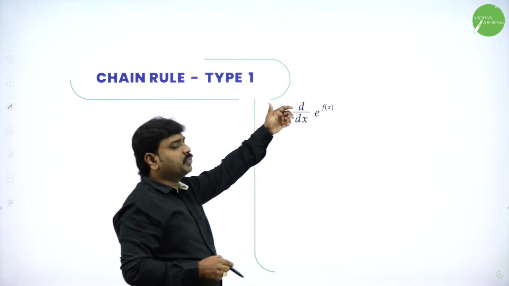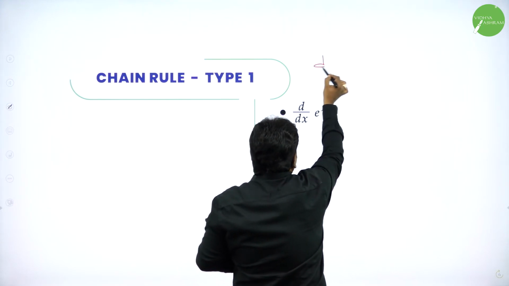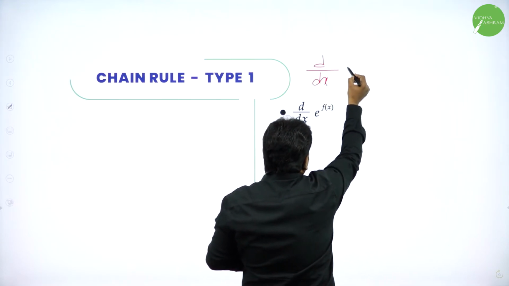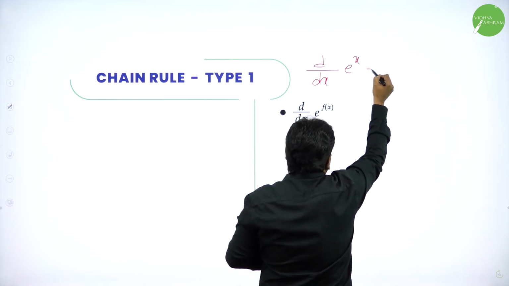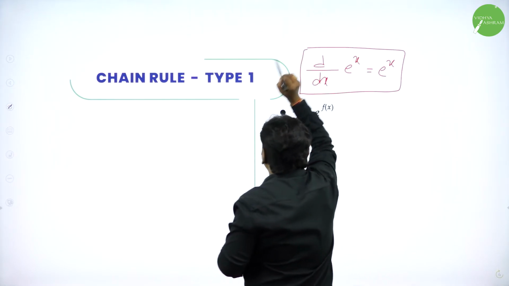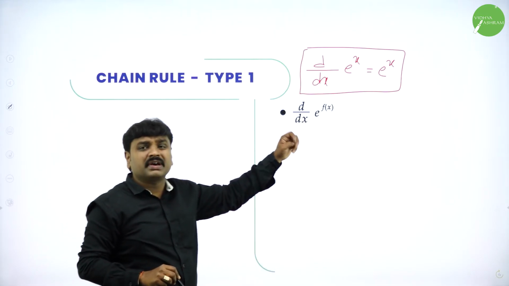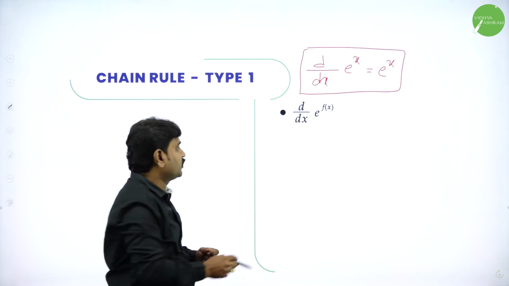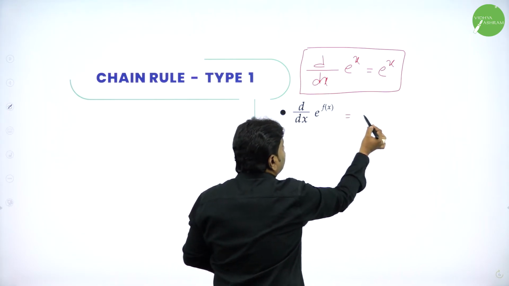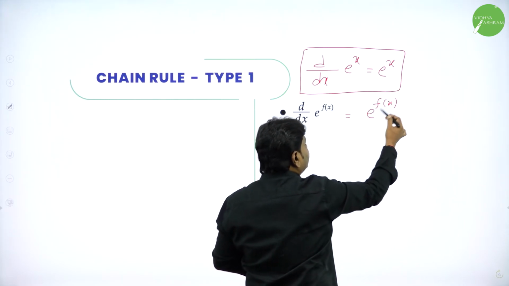Now, d by dx of e power f of x. Before we go to this, again, what is the basic formula you have learnt in the formula list? In the formula list, I gave derivative of e power x is e power x. What is derivative of e power x? E power x. Now, they have not given e power x, they gave e power f of x. So d by dx of e power f of x is e power f of x, because e power x is e power x, e power f of x is e power f of x.